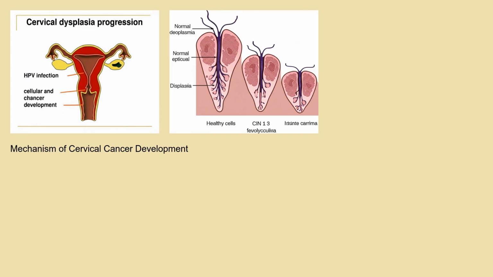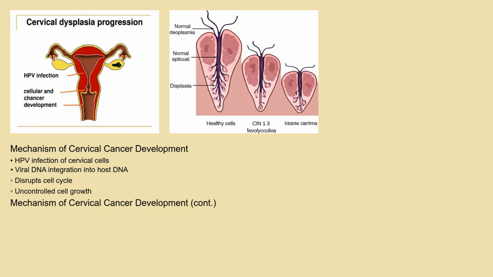Let's talk about the mechanism. When high-risk HPV infects the cells of the cervix, its viral DNA can integrate into the host cell's DNA. This integration can disrupt the normal cell cycle and lead to uncontrolled cell growth. These altered cells display abnormal characteristics, and these changes are what we see as dysplasia. If left untreated, these dysplastic cells can potentially progress to cervical cancer over time.